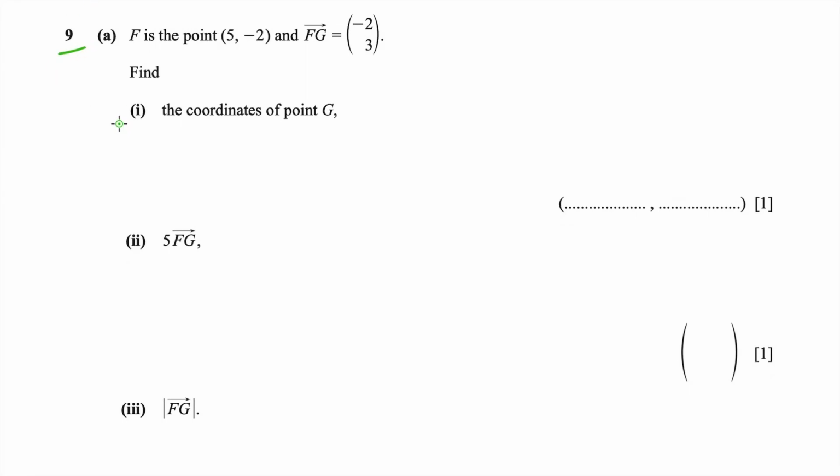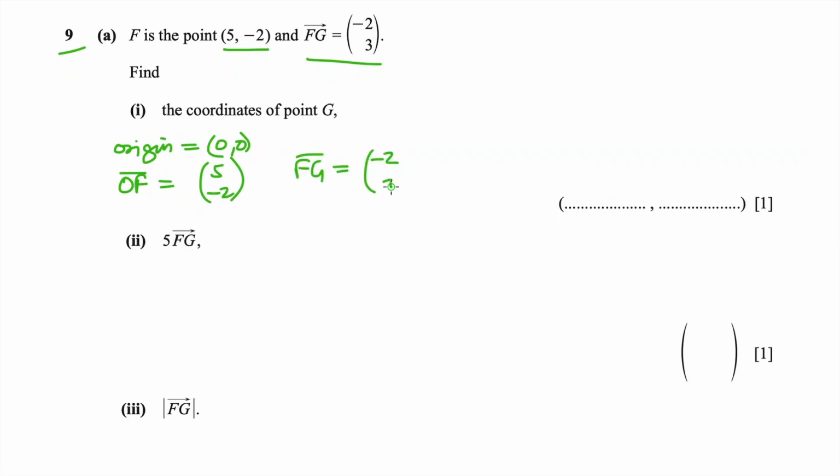So let us start. F is the point (5, -2) and FG bar is equal to (-2, 3). Find the coordinates of the point G. So F is the point (5, -2). If the origin is (0, 0), then OF bar is equal to (5, -2) and FG bar is equal to (-2, 3). And they are asking the coordinates of the point G, that is OG bar.